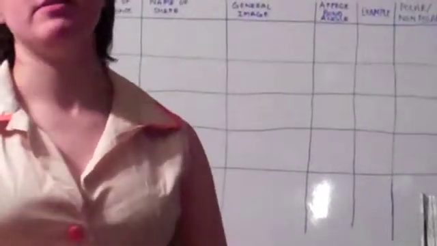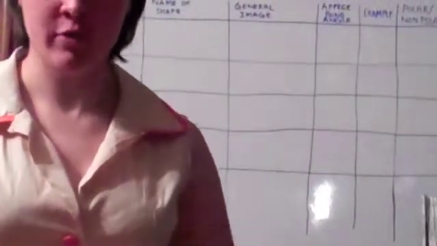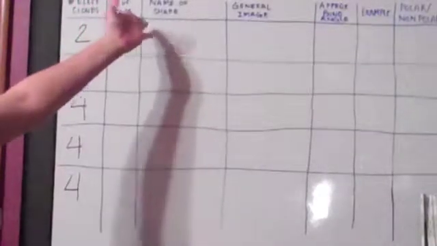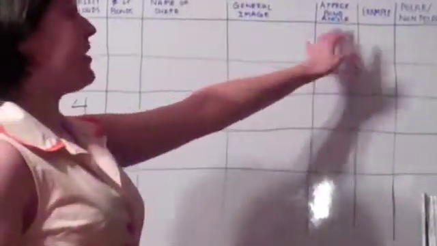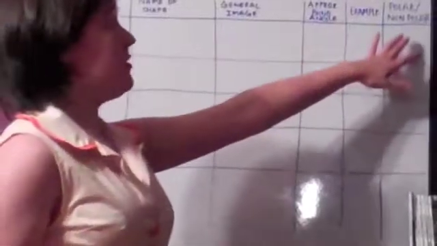We're going to look at a summary of the geometrical shapes that you're expected to know for pure and polar covalent bonds. And we've got a little chart here. We've got the number of electron clouds, the number of bonds that we have, the name of the shape, the general image, the approximate bond angle, an example for you, and then whether it's polar or non-polar.